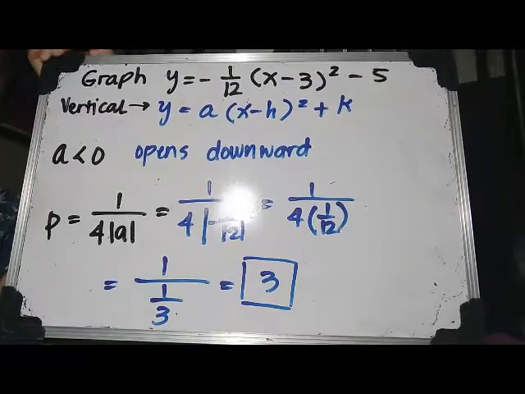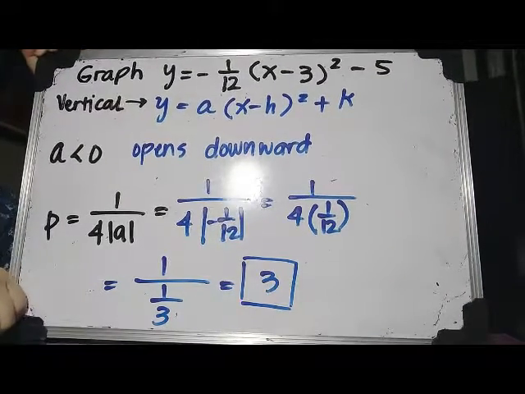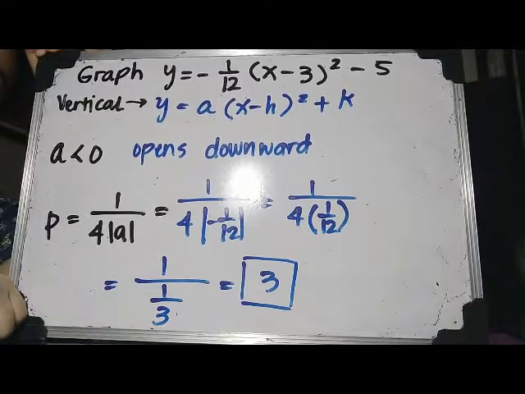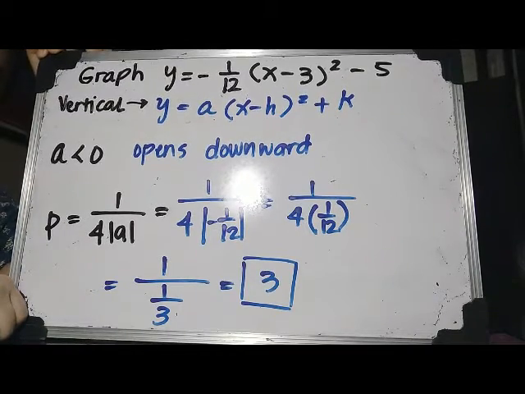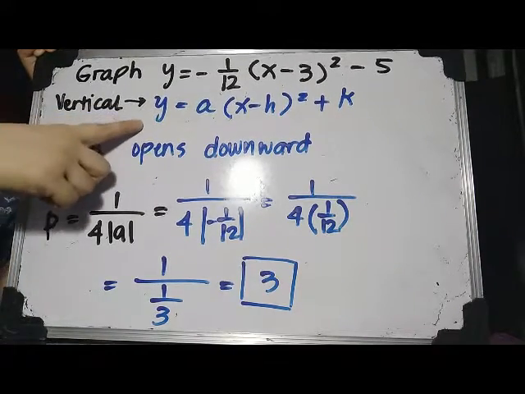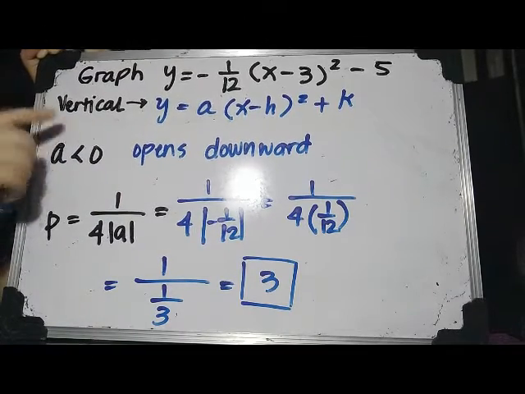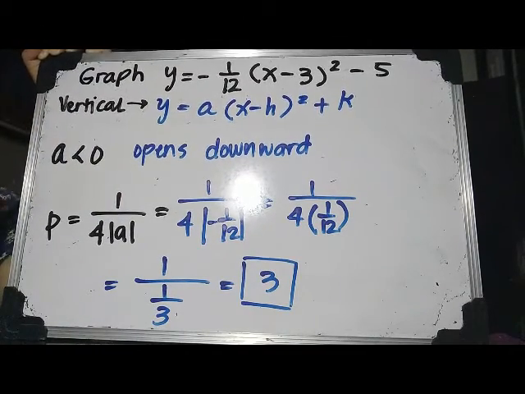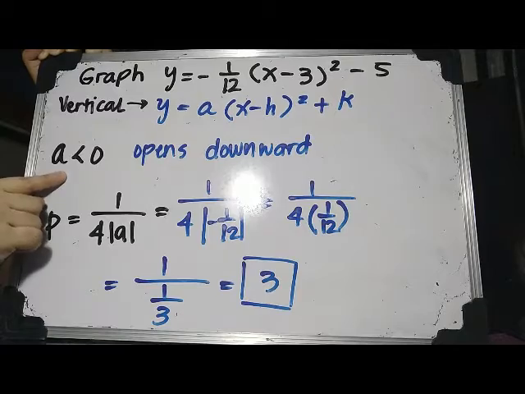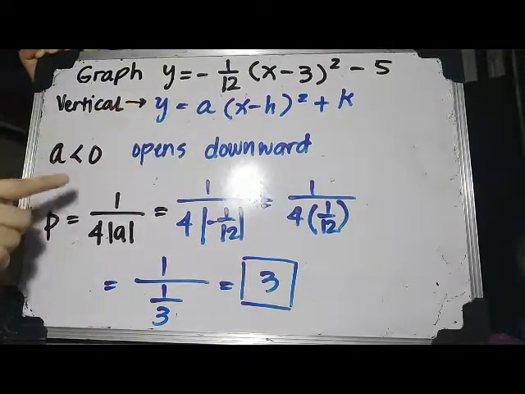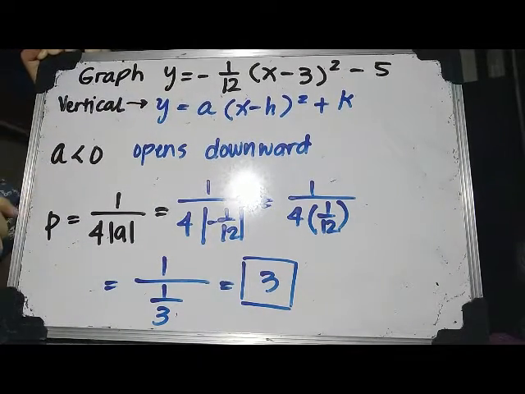Alright, so now we'll do graphing of a parabola using its vertex form of equation. So let's have this example: y is equal to negative 1 over 12 times (x minus 3) quantity squared minus 5. The vertex form of this parabola gives us a vertical parabola, so it's either opening up or down. But with the value of our coefficient a right here being negative, our vertical parabola is opening downward.